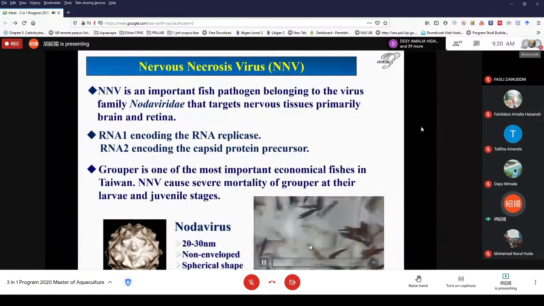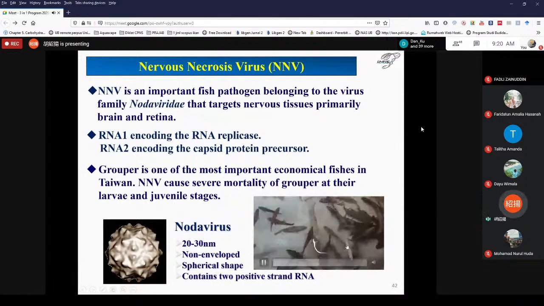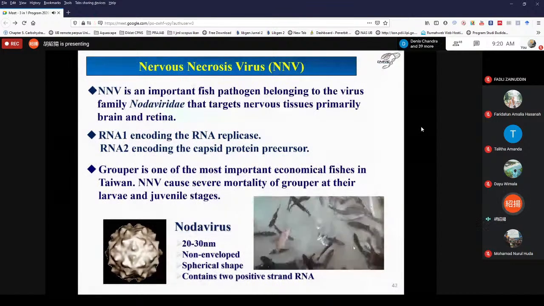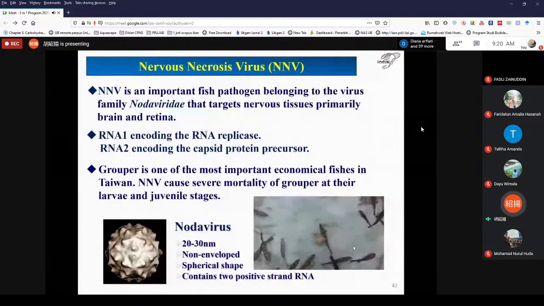Okay, these are the symptoms after the groupers are infected by NNV. You can see the fish's swimming behavior will be unbalanced or rotating. And if the status continues, it will cause mass mortality of the fish. Okay, NNV is an important fish pest virus, a nodavirus that targets the nervous tissues, primarily the retina. It's a non-enveloped virus with a soft, round shape, and it contains two positive-strand RNAs.